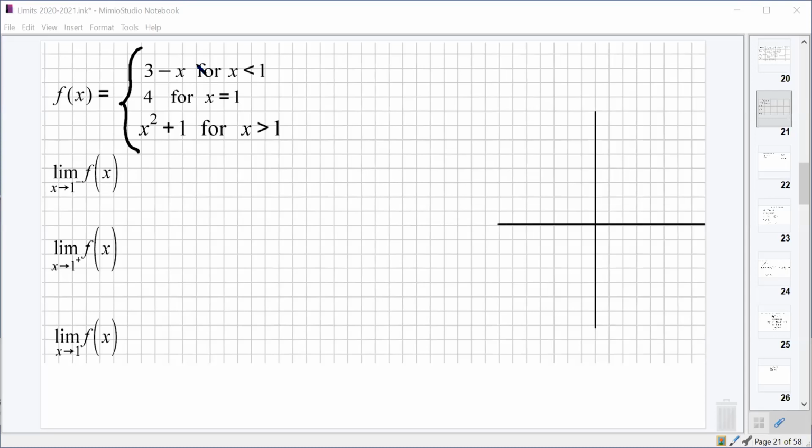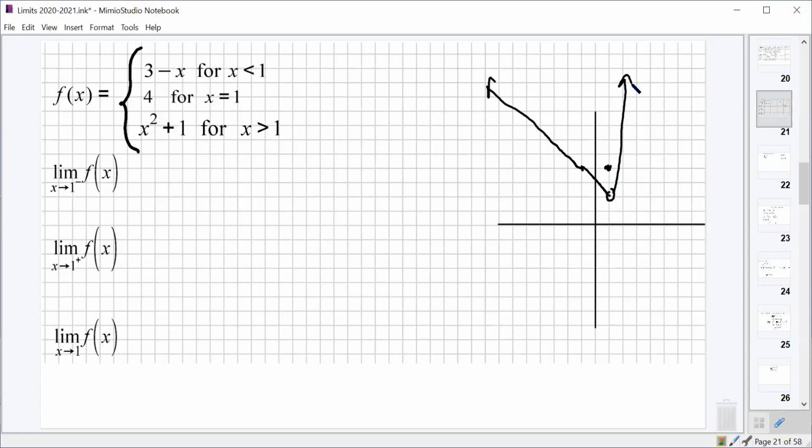All right, so for x less than 1, we have 3 minus x. So 3 minus x should look something like that for x less than 1, not less than -1. And then at x equals 1, we should have the point, and x squared plus 1 when x is greater than 1. So x squared plus 1 should have an open circle here and just be going up like that.